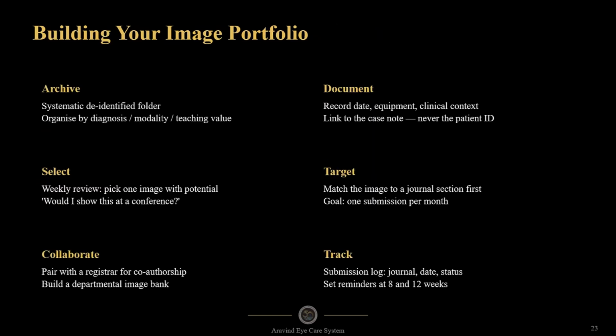Okay. So start by building your image portfolio, start archiving and documenting your images, and always match your image to your particular journal, because half your work is done there. If you match your image to the correct journal, the chances of it getting published is also high. You can't just put a random anterior segment picture in a retina journal, or a retina-based pathology in an anterior segment journal. So just match your journals correctly.